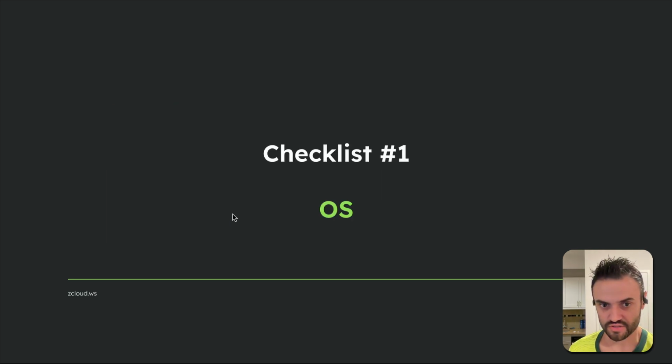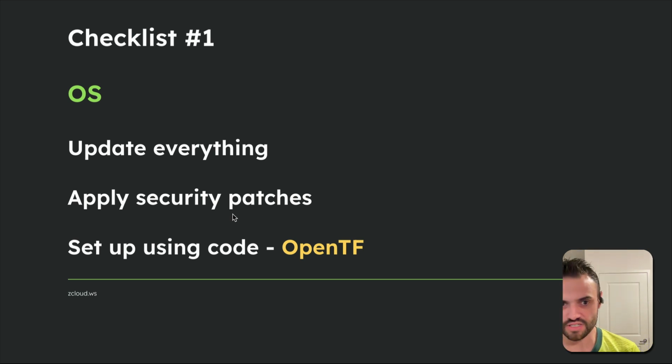Let's talk about operational system. So operational system I think is the most simple one here in this slide. But of course, update everything, apply all the security patches. But I think the important one is, don't do anything manually on these machines. Just apply code to change your environment.